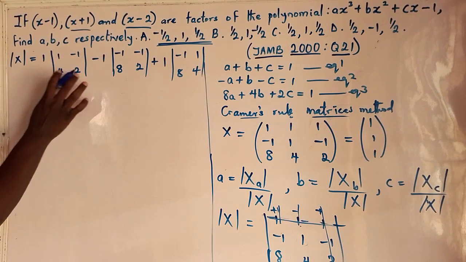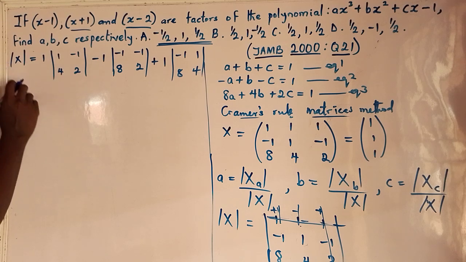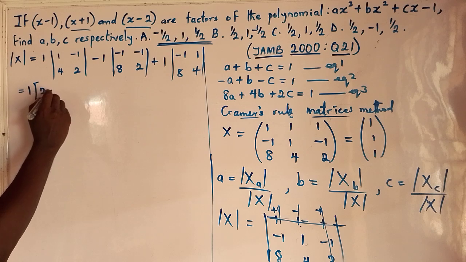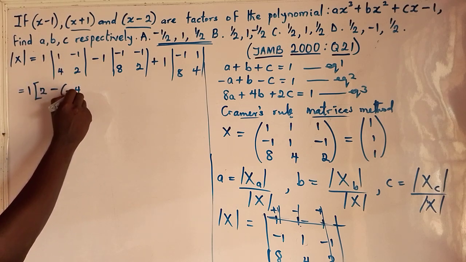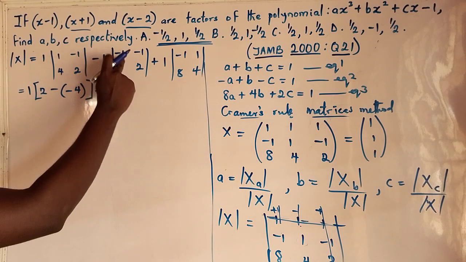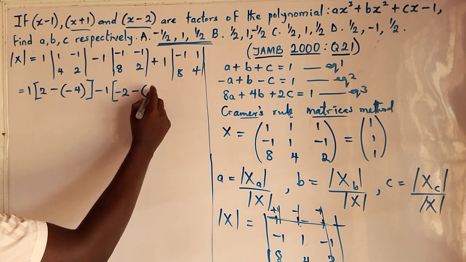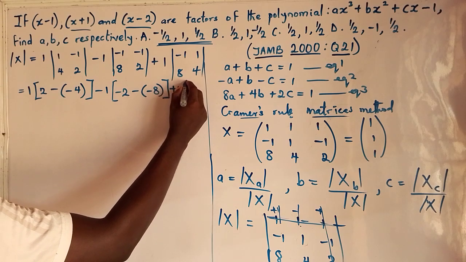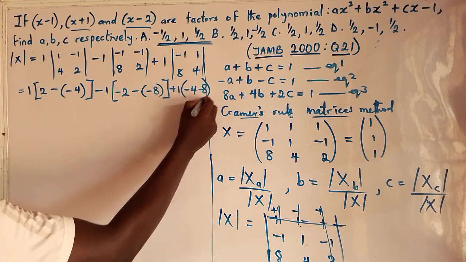From here, we find the determinant with respect to each of these. So the determinant of matrix X will be 1, open big bracket, 1 times 2 is 2, minus, open small bracket, minus 1 times 4 is minus 4, close brackets, close big bracket, minus 1, open big bracket, minus 1 times 2 is minus 2, minus, small bracket, minus 1 times 8 is minus 8, close brackets, close big bracket, plus 1, open bracket, minus 4, minus 1 times 8 is 8.